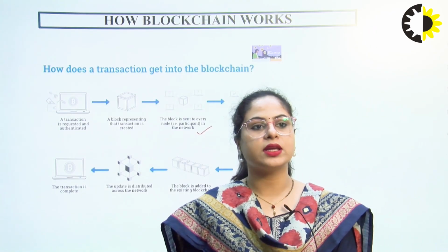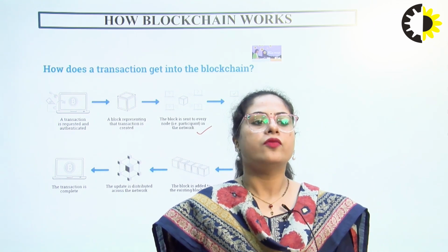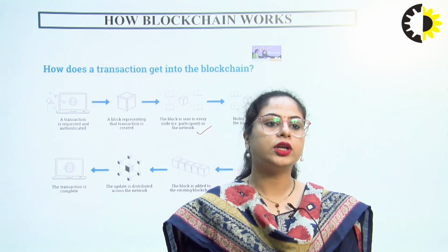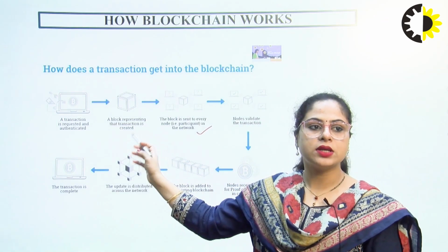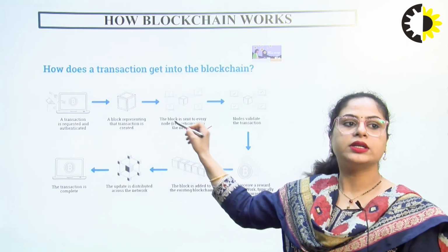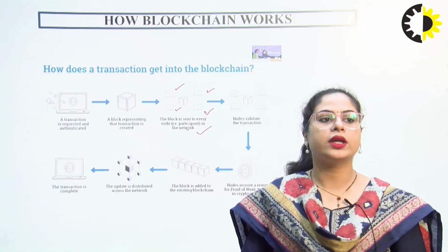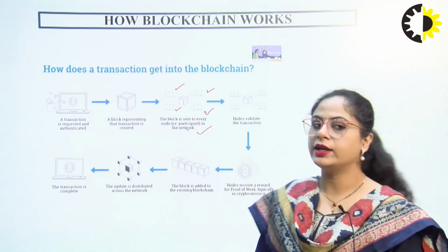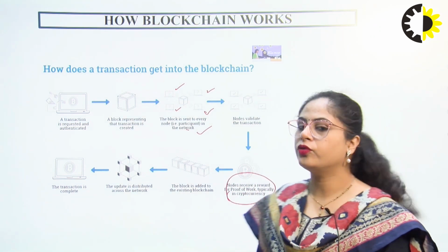In a decentralized network, different types of nodes and peers are available, which have the authority to access the database and to control the transactions. So this block is created and sent to every node of the decentralized network. This is the decentralized network where each node is present at a different location. After that, nodes validate the transactions. Nodes receive the reward for proof of work.